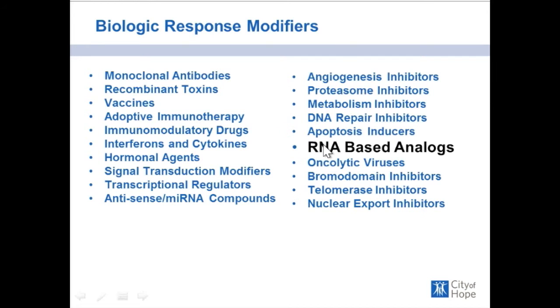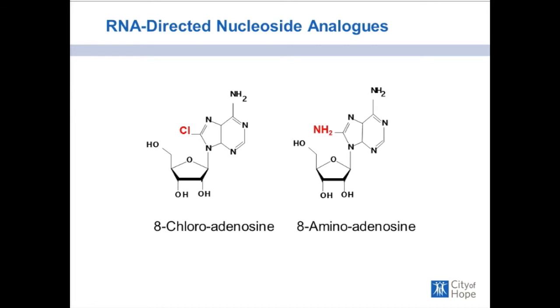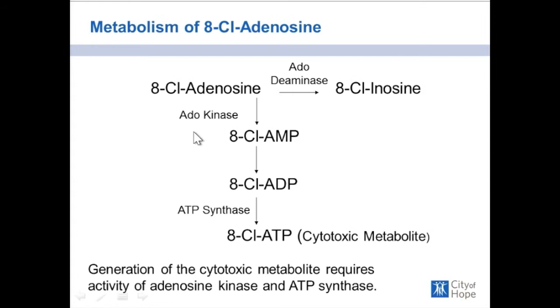RNA-based analogs, and this is near and dear to my heart. This is the work I do, and we just received $4 million in grants to support this work. So I'll use 8-chloroadenosine as an example. It looks like an adenosine molecule, like the molecule that becomes ATP, but it's got a modification here. And so it enters the cell. It could be deaminated, but hopefully in the cancer cell, it goes through a variety of kinase steps, ultimately becoming 8-chloro-ATP. So again, looking like ATP with this modification.